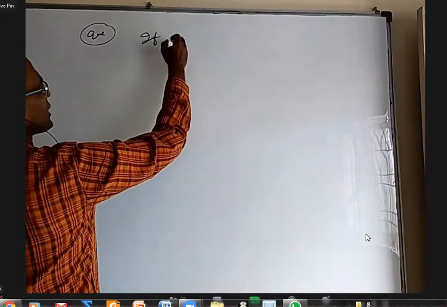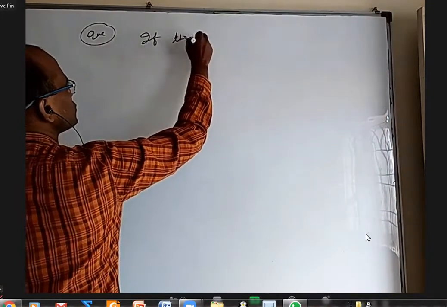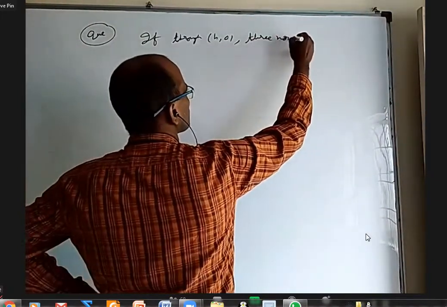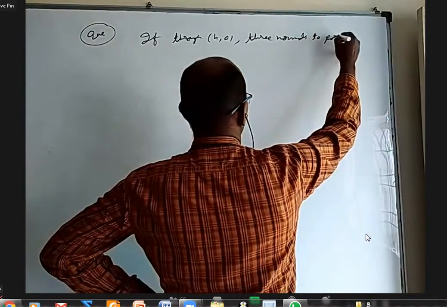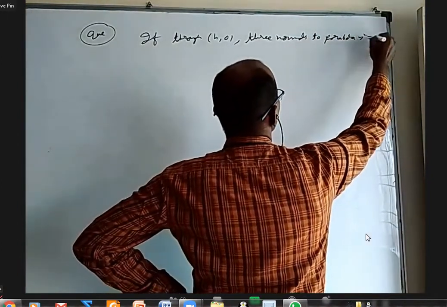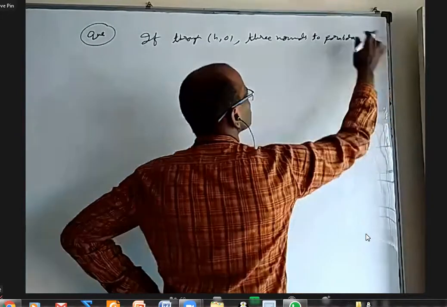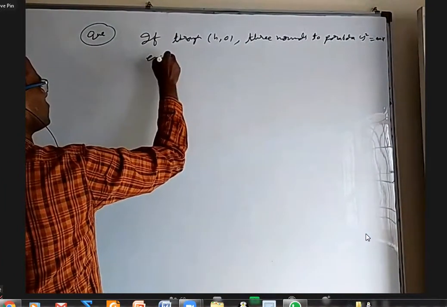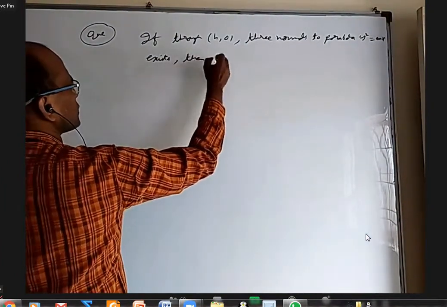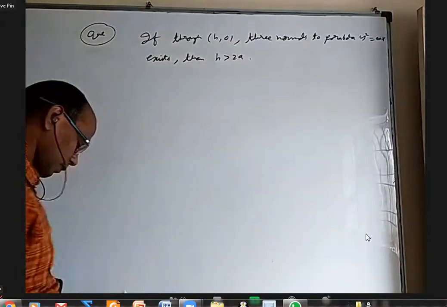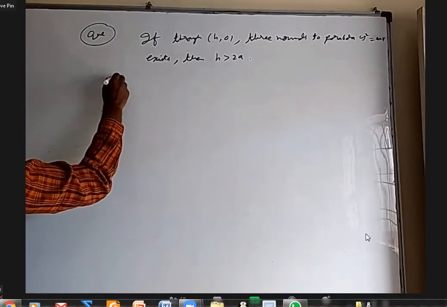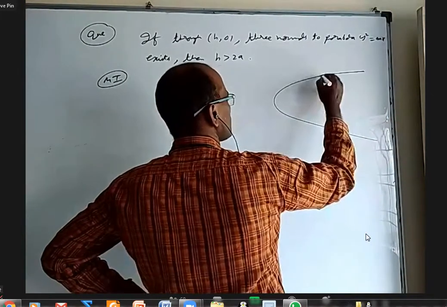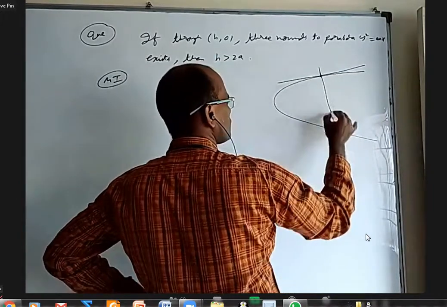Okay, I'm just stating the question slightly differently. If through (h, 0) three normals to the parabola y square equal to 4ax exist, then h is greater than 2a. Okay, I want to give two explanations. Method 1: you take any point on the parabola, draw a normal there.